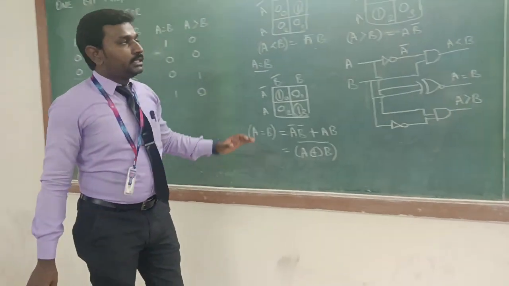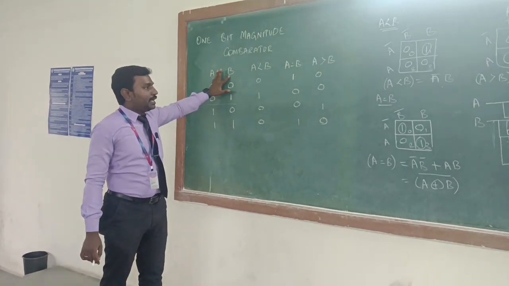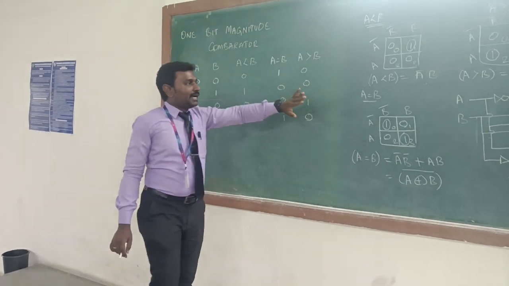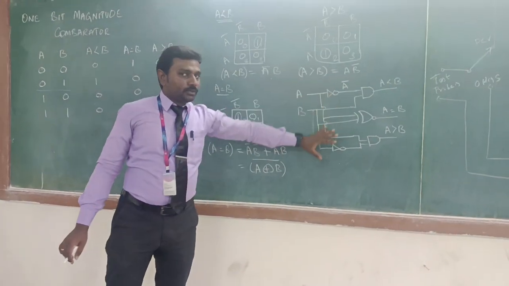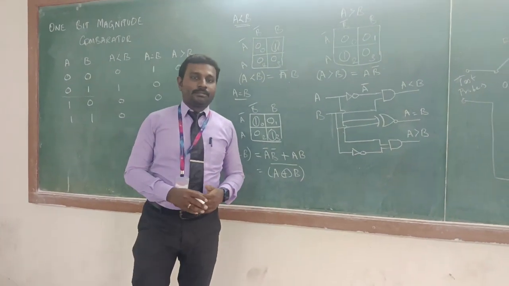So this is about the one-bit magnitude comparator. We have compared two one-bit numbers A and B, and we have mapped it with the K-map. And finally, we have designed a circuit which is going to perform a comparison between A and B. Thank you. We'll see the remaining things in the next class.